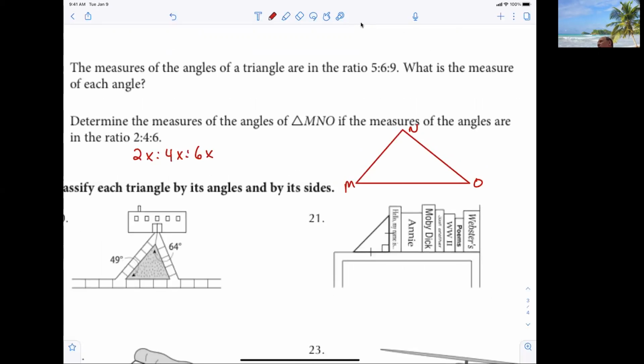Is everybody with me on this? And now everybody write in here 2x, 4x, and 6x. Everybody do that.